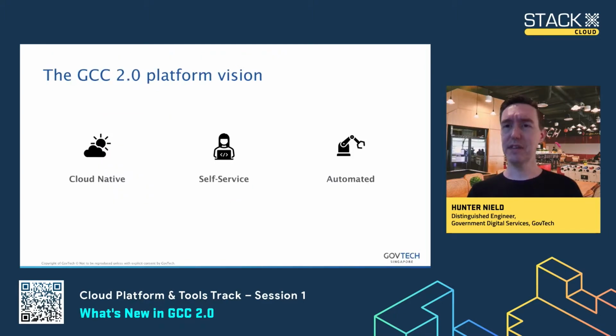What we really started to think about was that sort of vision that we came up with as part of that. So, there were 3 really core pieces that we looked at. One of those being cloud native, the other one being self-service, and finally the automation. All of those sorts of things that we saw as feedback became key drivers for our vision of GCC 2.